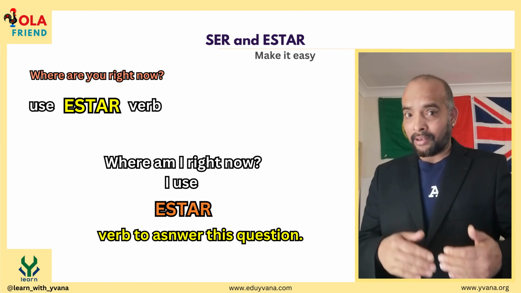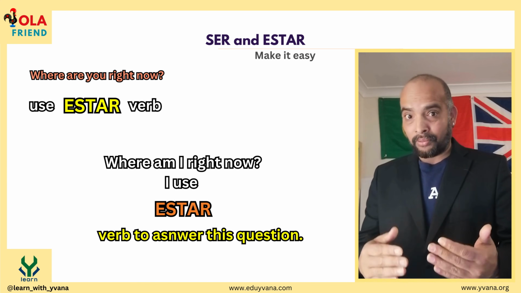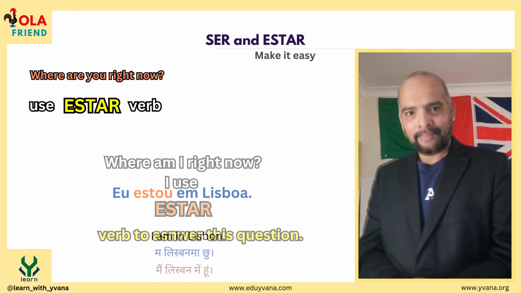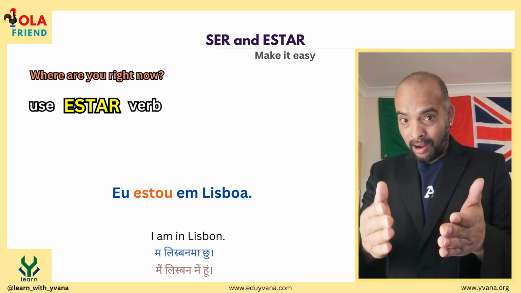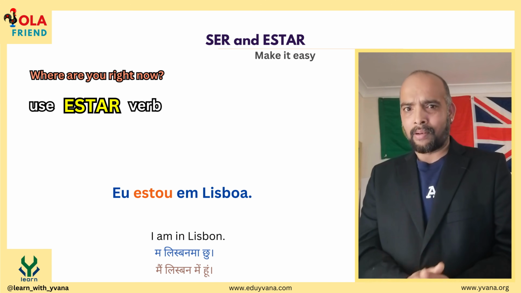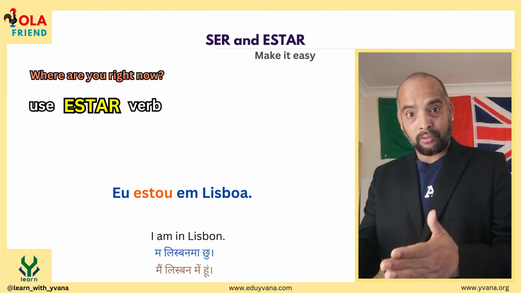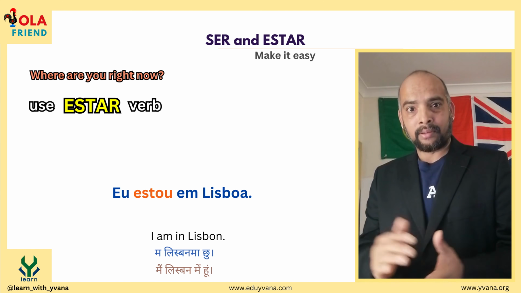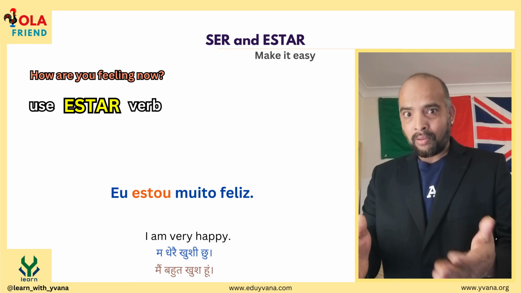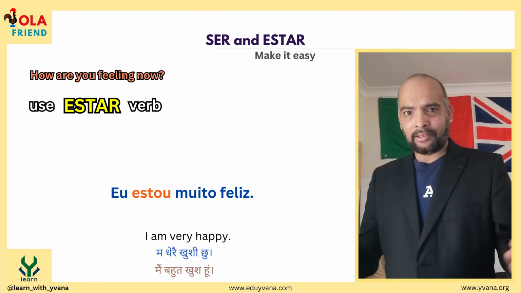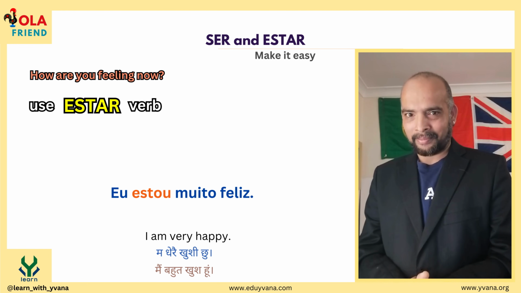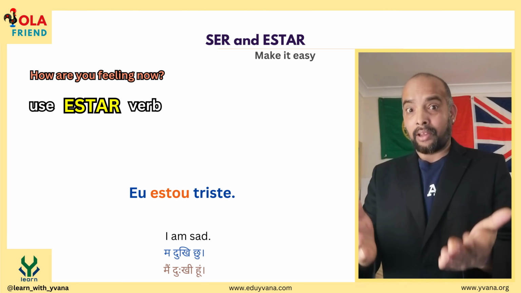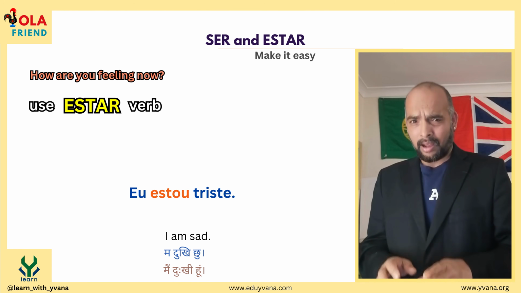Where am I right now? I use ESTAR verb. Where are you right now? Use ESTAR verb. Eu estou em Lisboa. I am in Lisbon. Eu estou muito feliz. I am very happy. Eu estou triste. I am sad.